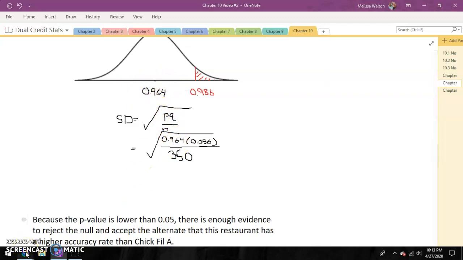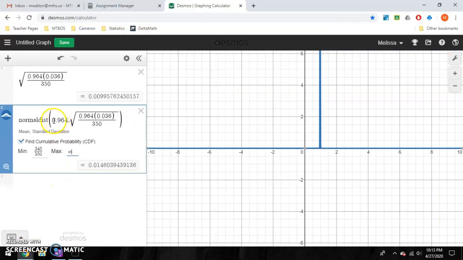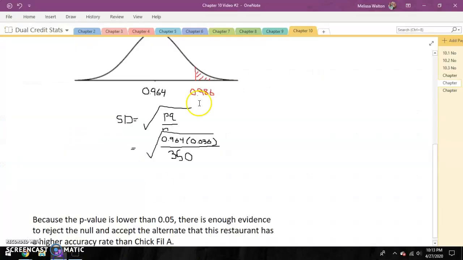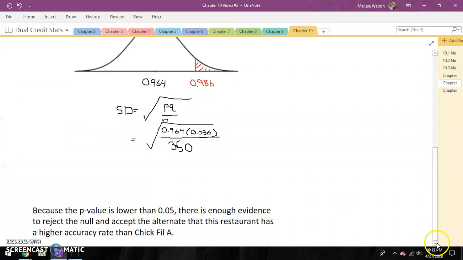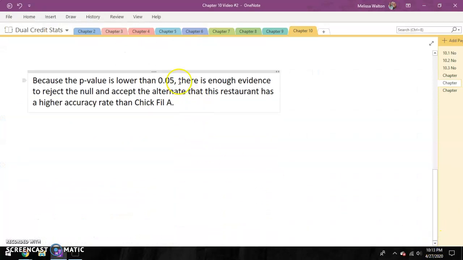And then finally, we used Desmos to figure out, here's our null, here's the standard deviation of that sampling distribution, and I want to know what is the probability that we had 345 out of 350 up to infinity. That p-value was less than 5%, and because that p-value is lower than 5%, there is enough evidence to reject the null and accept the alternate that this restaurant has a higher accuracy rate than Chick-fil-A.